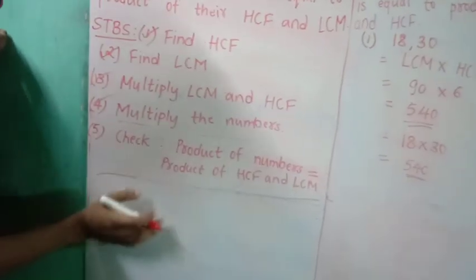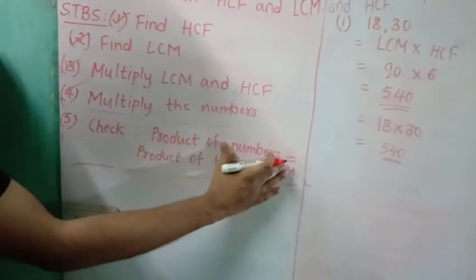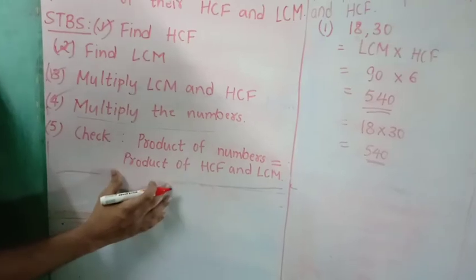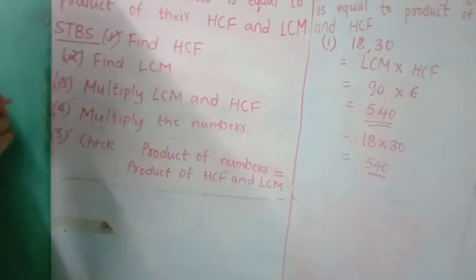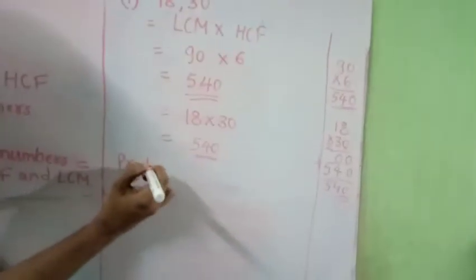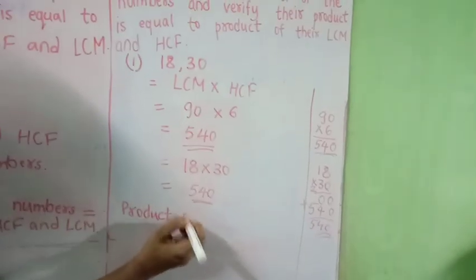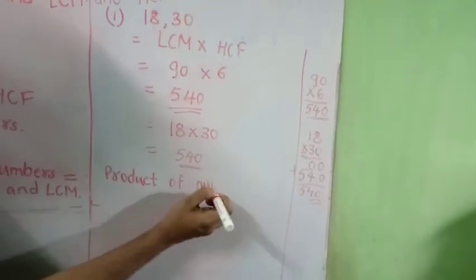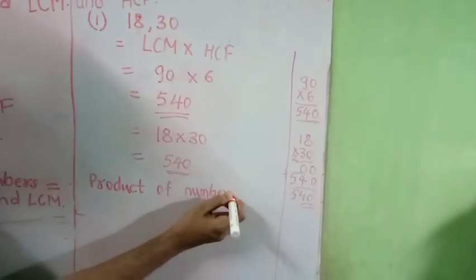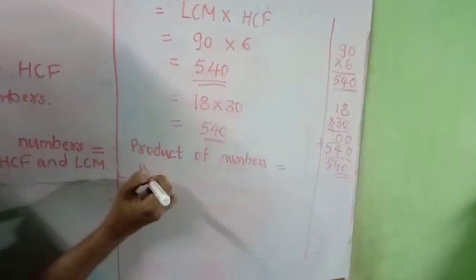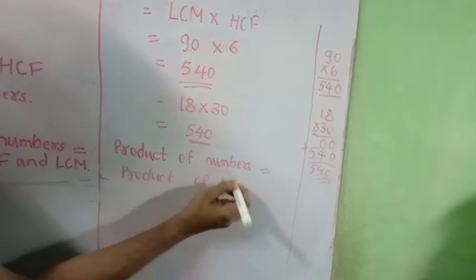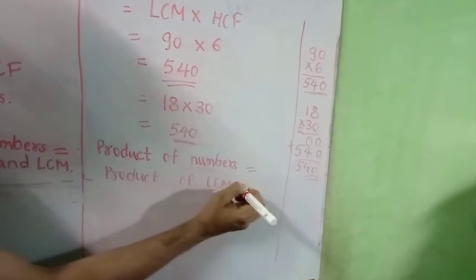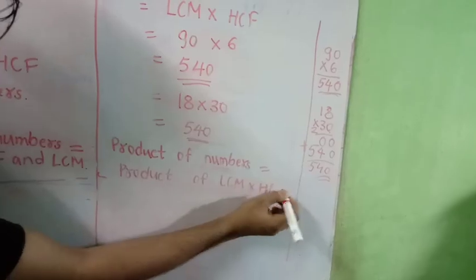Check what we have to check. Product of the numbers is equal to product of their LCM and HCF or not. So we will write this formula here. Okay, what we will write? We will write product of numbers equal to product of LCM and HCF. LCM into HCF.